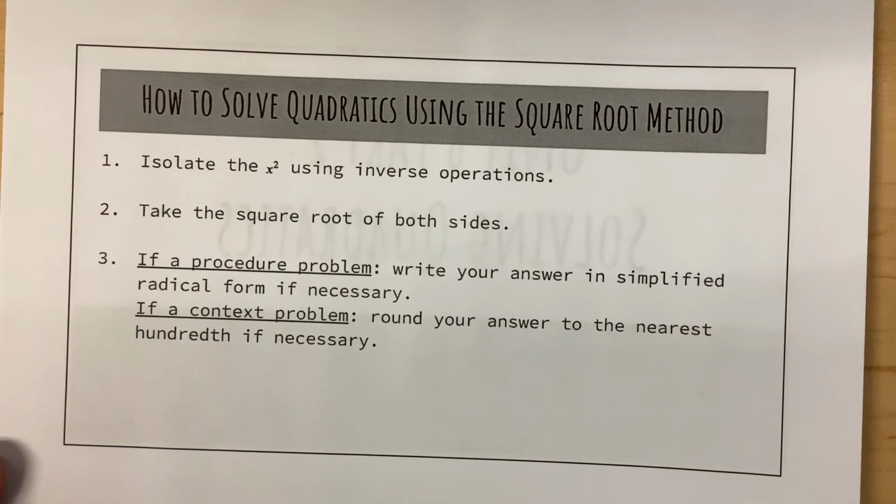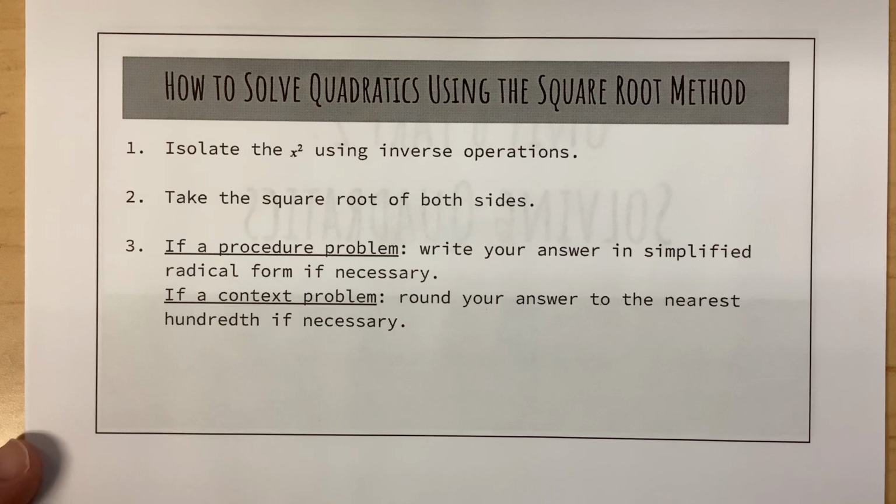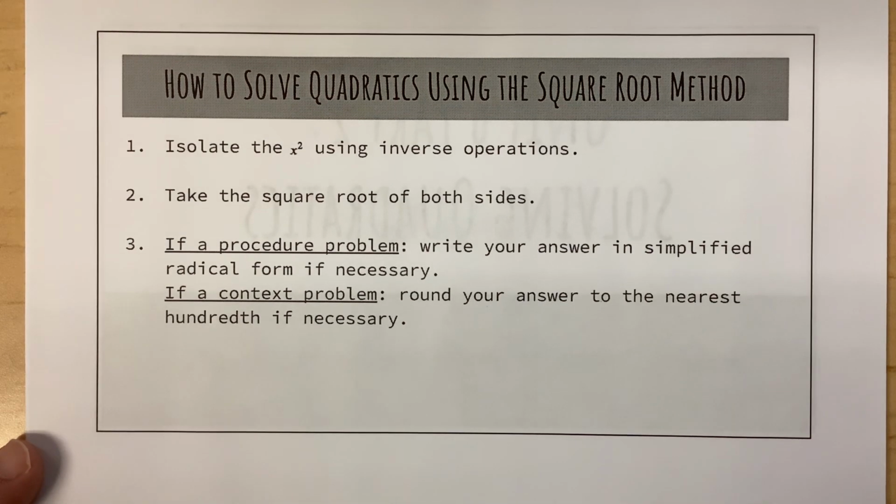All right, solving using the square root method is actually pretty simple. So the first thing we want to do is isolate the x squared by using inverse operations. So it's just like solving an equation, except you're getting an x squared by itself instead of getting an x by itself. Okay, once you've done that, you want to take the square root of both sides.